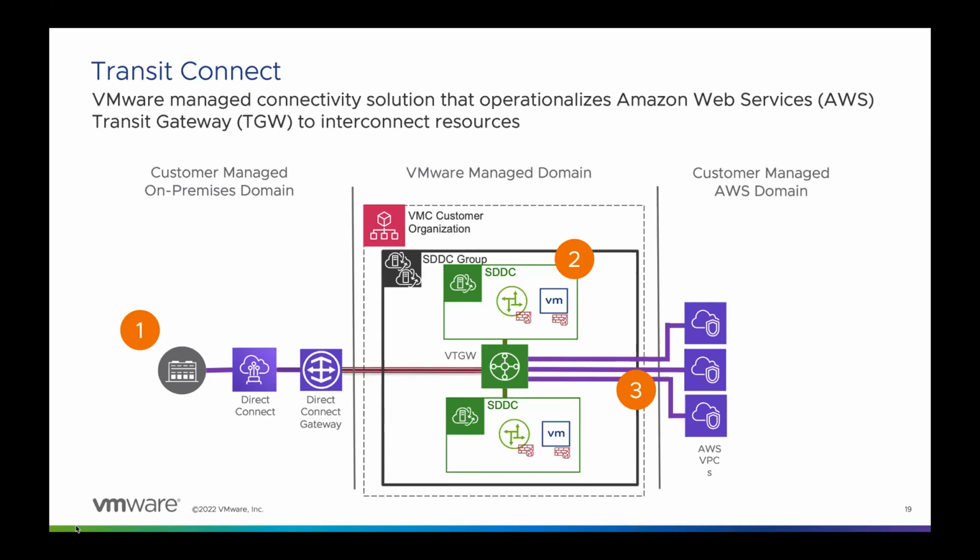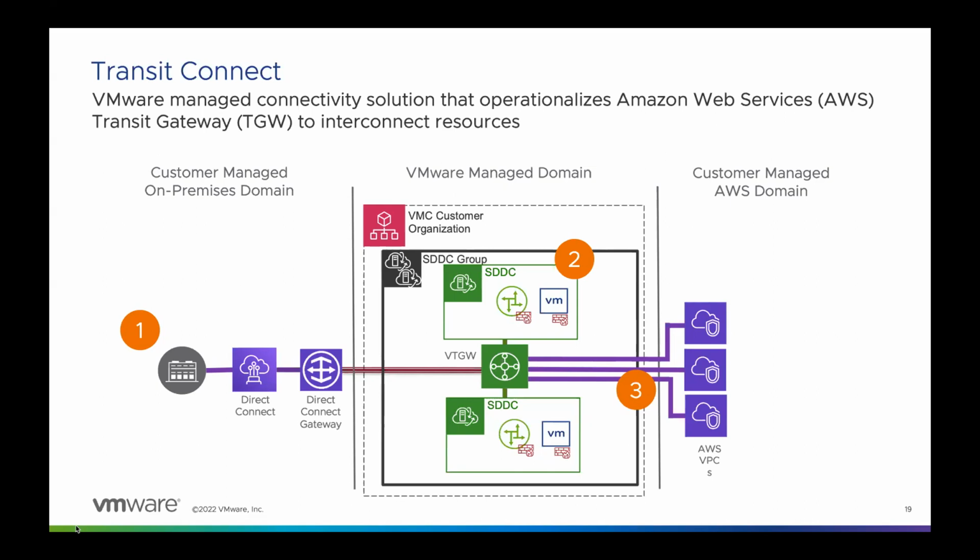And what that does is it allows virtual machines to communicate back and forth within two SDDCs. And then as you see number 3, that virtual transit gateway can now connect to 3 AWS VPCs and have connectivity to your VMware SDDC group.